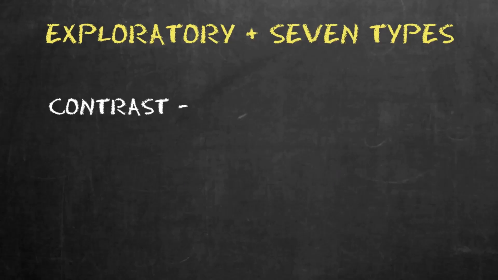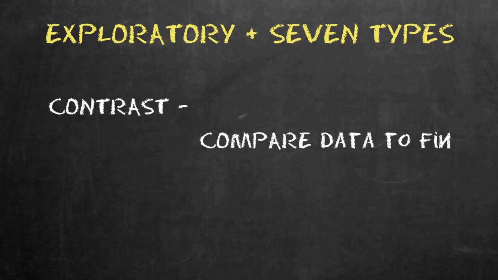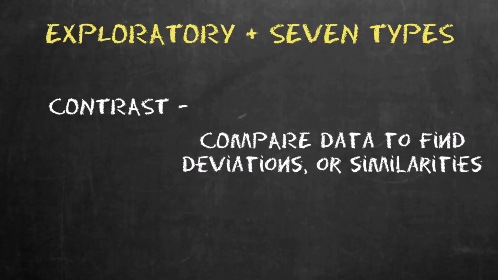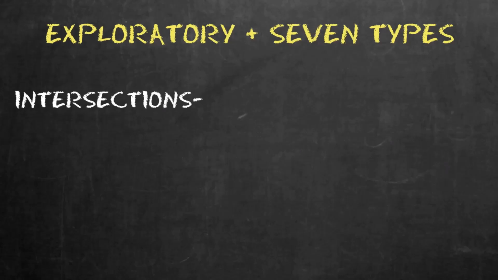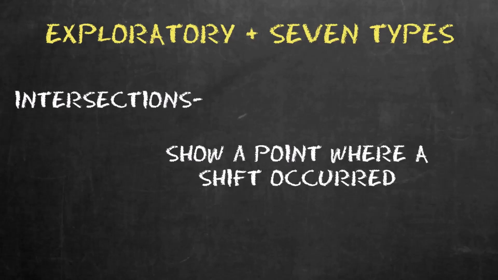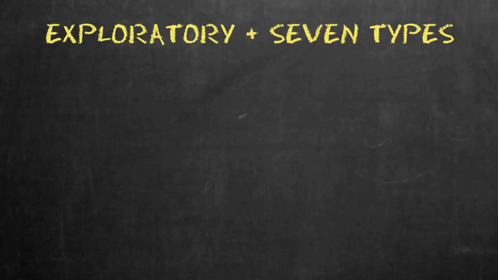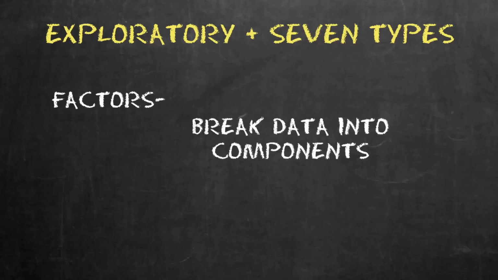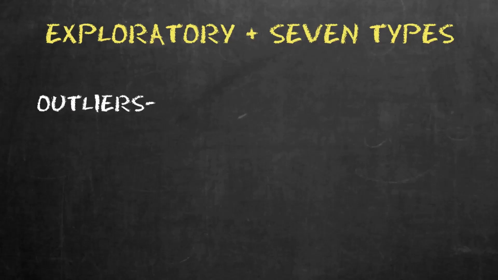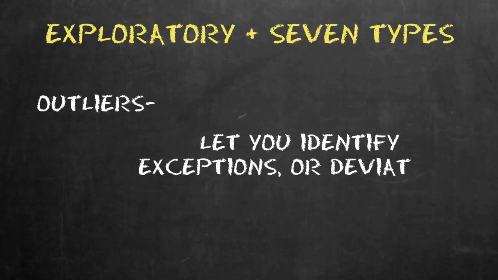If you choose to go with contrast, you can compare different sets of data to find interesting deviations or similarities. For intersections, you can show a point where a shift occurred that caused one category to overtake the other. If you want to demonstrate factors, you can break the data down into components to explore each one's contribution. For the outliers, they will let you identify exceptions or deviations so you can generate new questions or hypotheses.